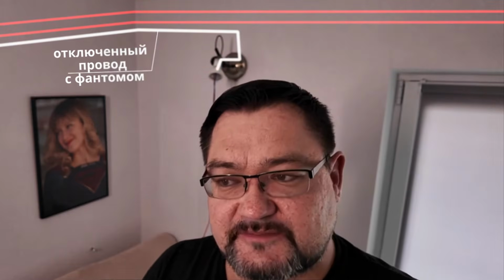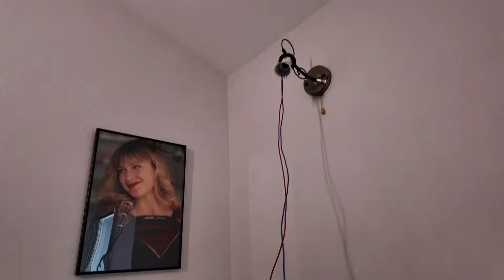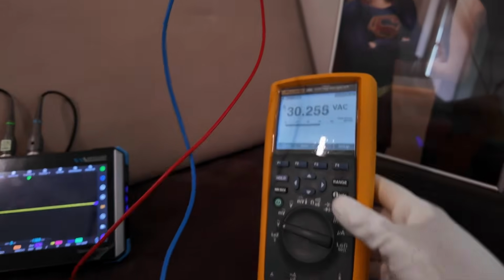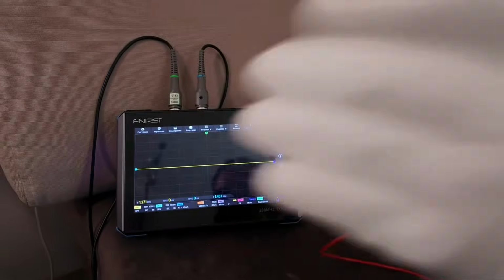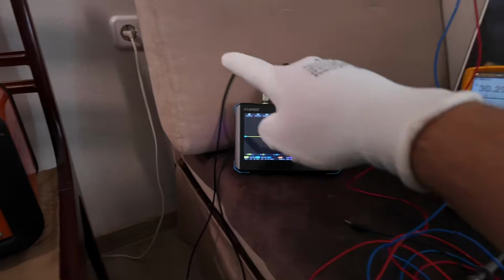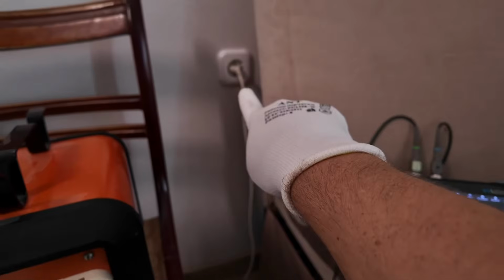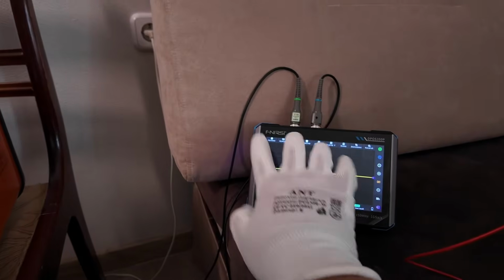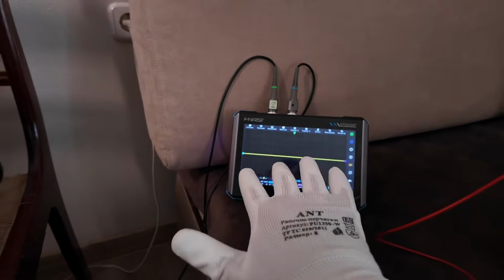This always bothered me. I connected this socket, and today, instead of this voltmeter, which just measures and shows the phantom, I'll connect an oscilloscope. One channel will be connected to the phantom, and the second channel I'll simply connect to the outlet. And we'll compare the voltage phases from the outlet and from the phantom voltage.